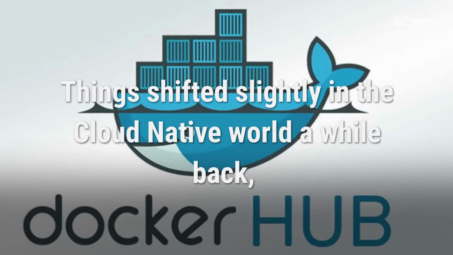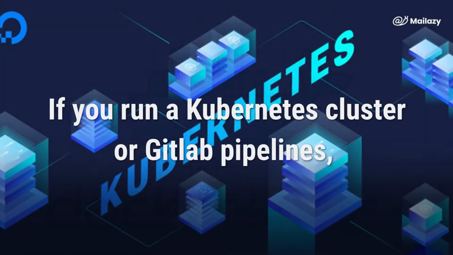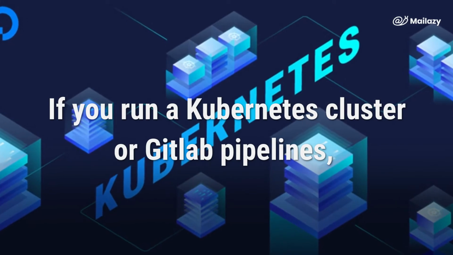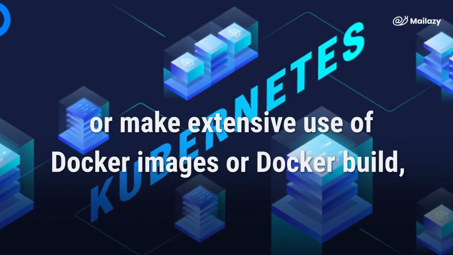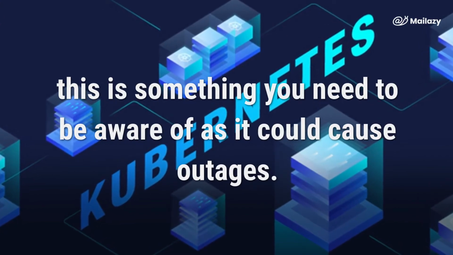Things shifted slightly in the cloud-native world a while back when the Docker Hub turned on rate limiting. If you run a Kubernetes cluster or GitLab pipelines or make extensive use of Docker images or Docker build, this is something you need to be aware of as it could cause outages.